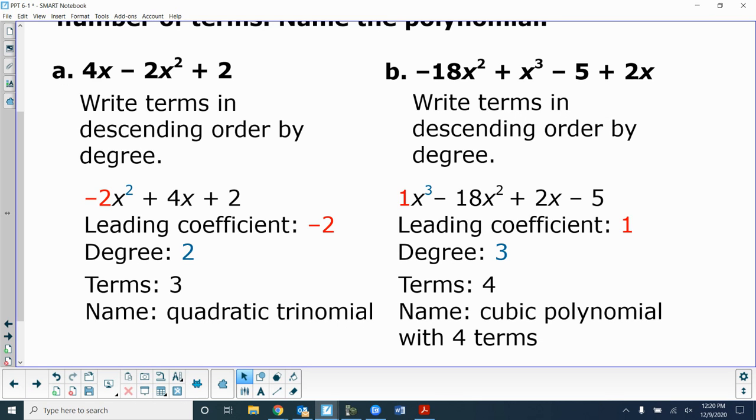Joe, you got a question? Monomial for one, binomial for two, trinomial for three, and then after that, you just say how many terms it is. There you go. Like this one, polynomial. Would we say quintic polynomial with 4 terms? Not quintic, cubic, right?